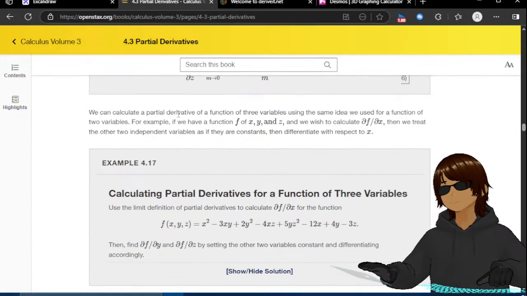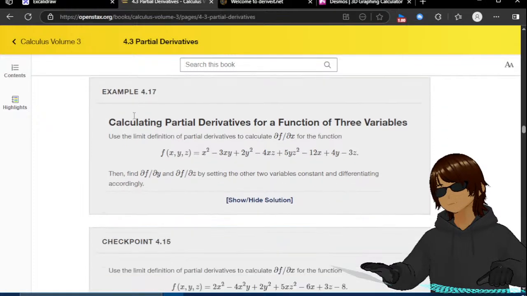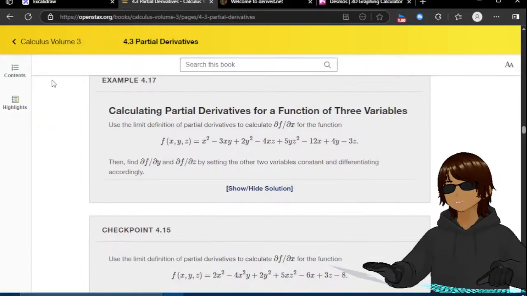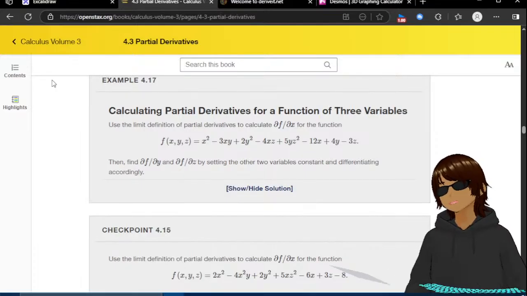You can calculate a partial derivative of a function of three variables using the same idea we used for a function of two variables. To calculate partial derivatives for a function of three variables, use the limit definition of partial derivatives to calculate partial f with respect to x for a function. Then find partial f with respect to y and partial f with respect to z by holding the other two variables constant and differentiating accordingly.